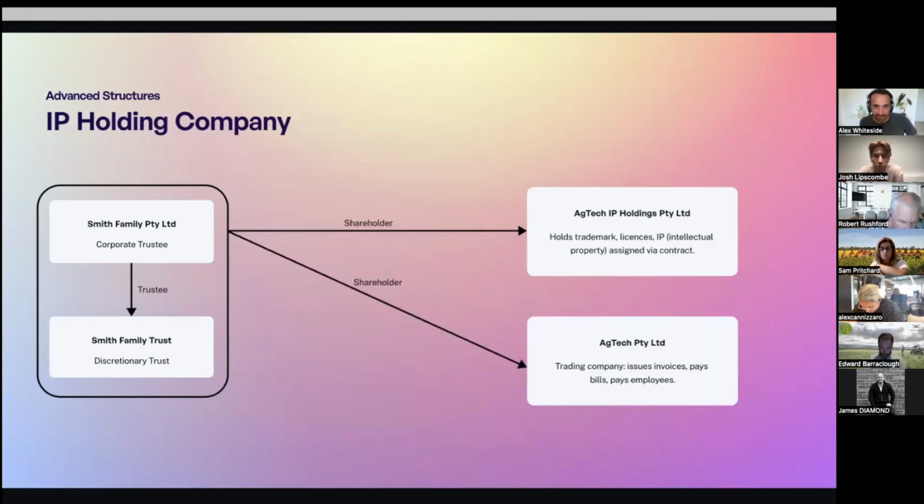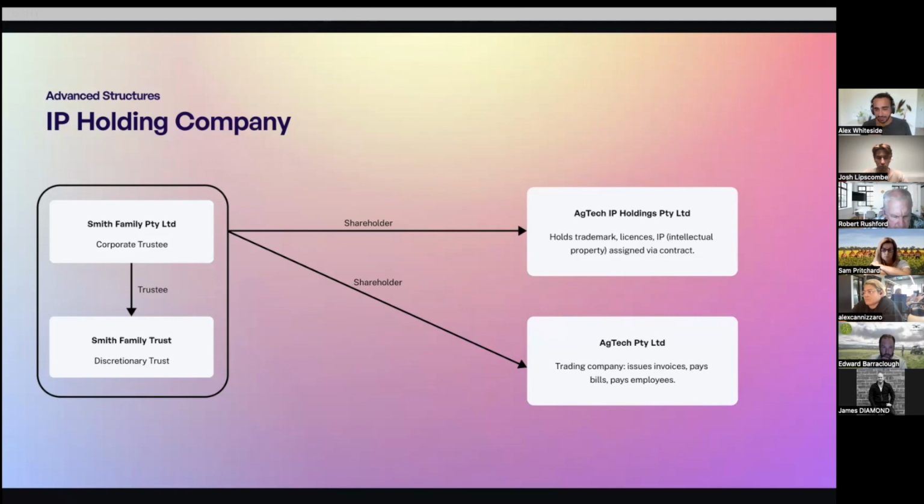And then you've got an IP holding company as well. That's a bit more of an advanced structure, but it's something to consider moving down the track. And I can explain how this works. So you've still got the trust over there holding the shares in AgTech Pty Ltd. All you've added on here is another company called AgTech IP Holdings, which actually just holds the trademark licenses, and it gets assigned the intellectual property. So all the work that you're creating, all the code or websites or businesses and business logic that you're creating gets assigned to that IP holdings company.